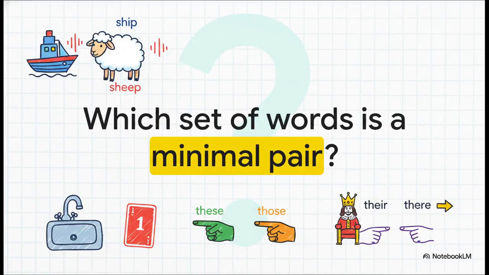Check out question 4. Which set of words is a minimal pair? A, sync and single, B, these and those, or C, there and there. Remember that classroom example of ship and sheep? You're hunting for two words that are separated by just one single phoneme difference.